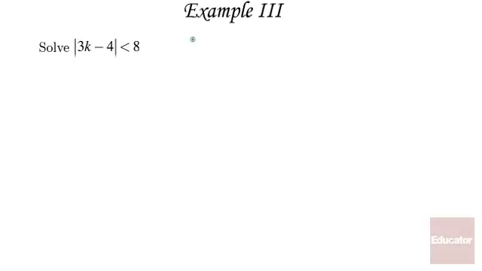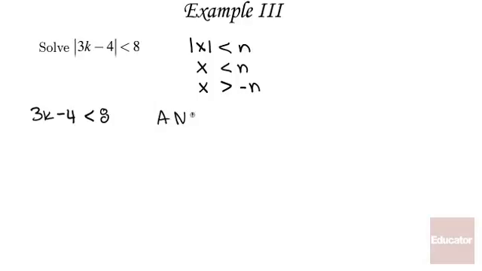Again, this time I have the form, the absolute value of x is less than n. So I'm going to stop and think about my restrictions. And what I'm going to have is that x is less than n, my two related inequalities, and x is greater than negative n. Writing that for this, I get 3k minus 4 is less than 8, and 3k minus 4 is greater than negative 8.